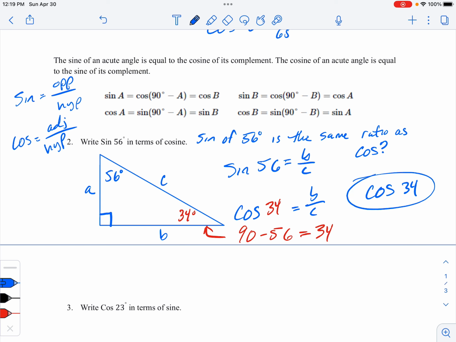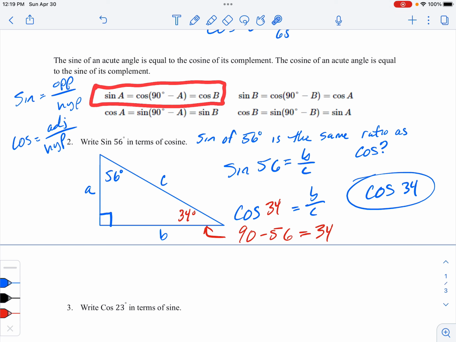And this is always going to be true. So this idea that the sine of this angle over here is the same ratio as the cosine of this angle over here. And we could flip the order as well. The sine of 34 is also equal to the cosine of 56. So whatever these two acute angles are, the sine of one is equal to the cosine of the other. And that's kind of what we're getting at when we look at these different equalities up here.